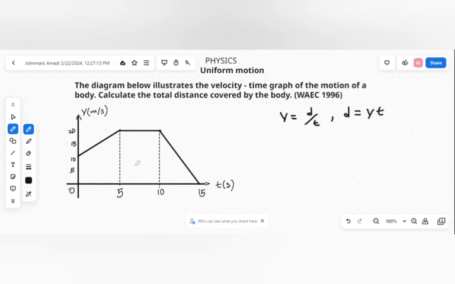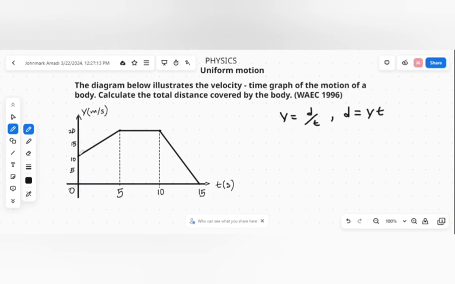This shape is not a shape that is really known to us. Since it's not a shape that we really know how to calculate the area of, what we'll now do is divide the shape, or segment it, into shapes that we know. Before then, let me label the shape.